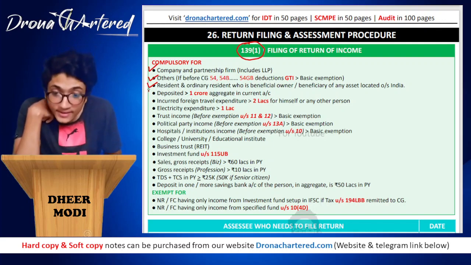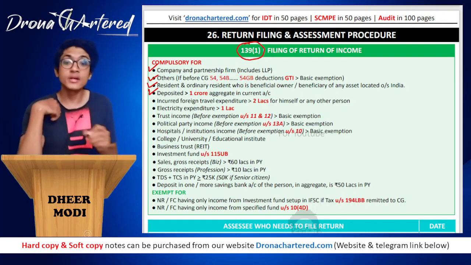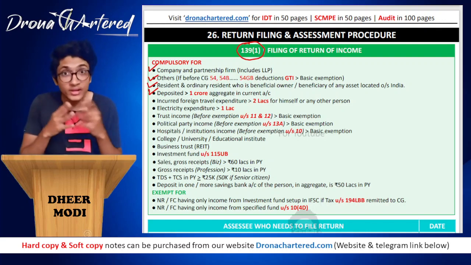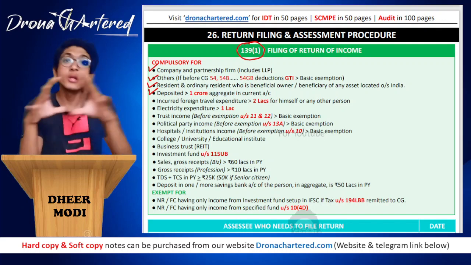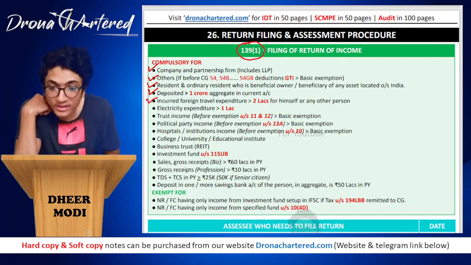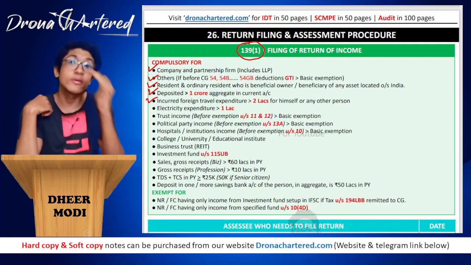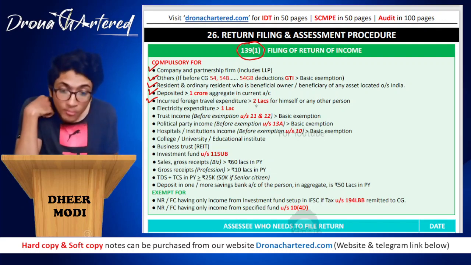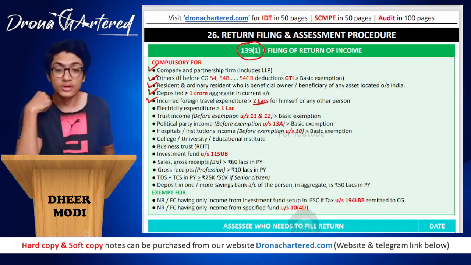Next, if you have deposited more than 1 crore aggregate in a current account, that is, if you have deposited more than rupees 1 crore in total in all your current accounts, then you have to file your return of income. Next, incurred foreign travel expenditure. If you went outside India and you incurred more than 2 lakhs for yourself or any other person, in such a case also return is mandatory.